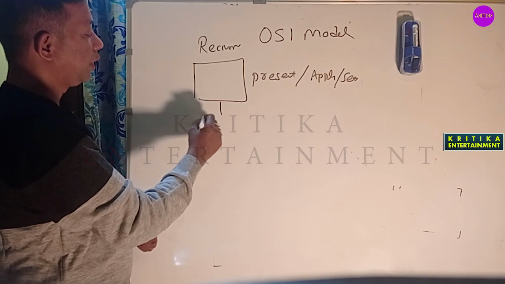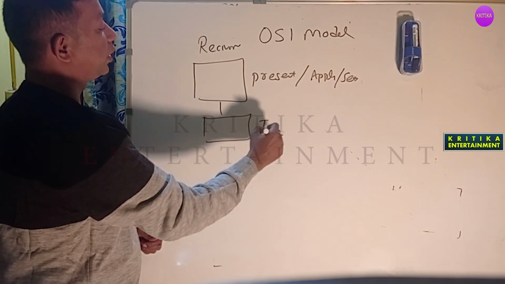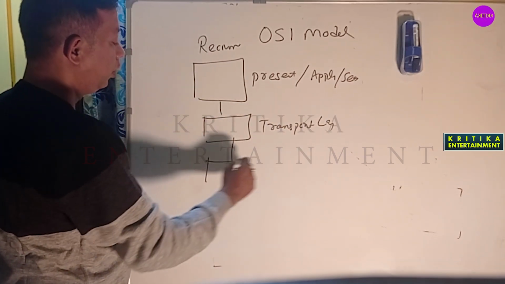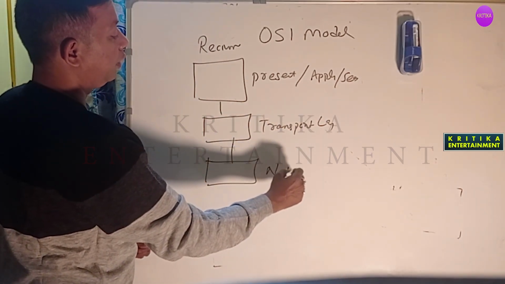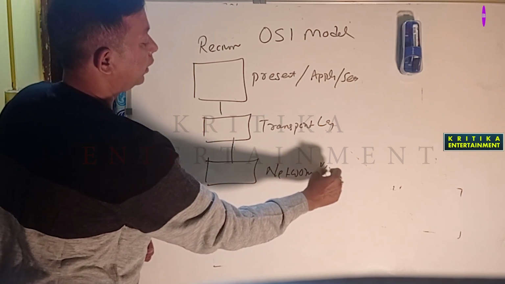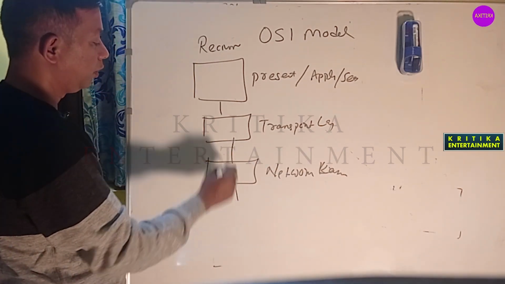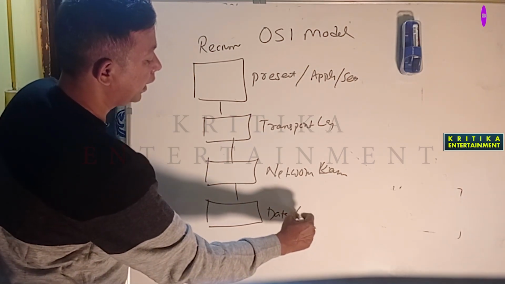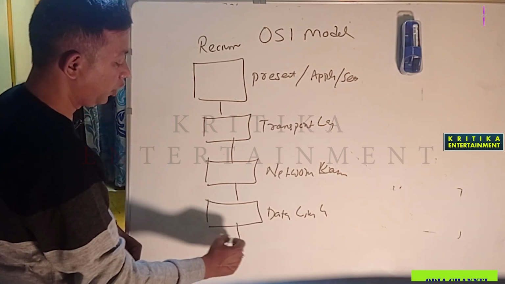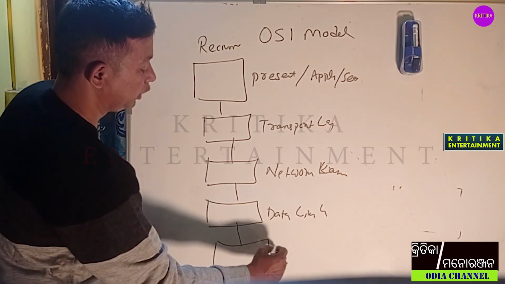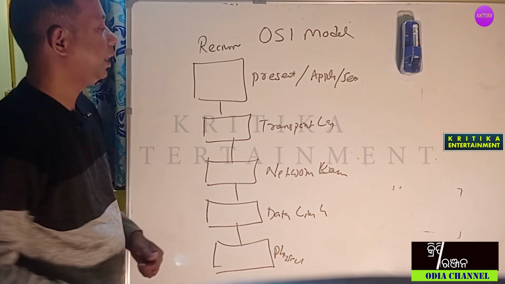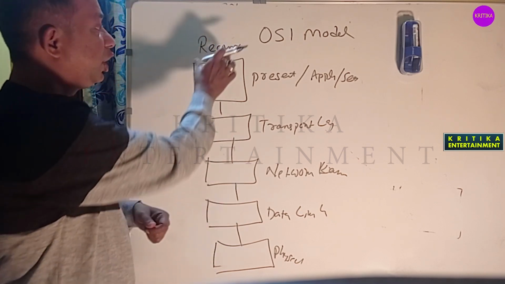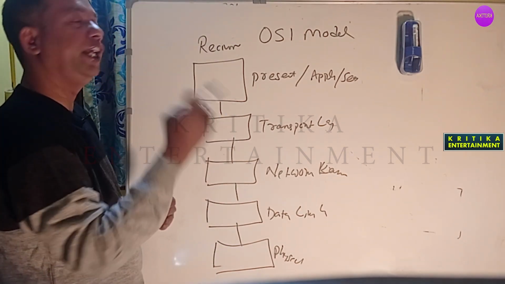After the presentation layer you can find the transport layer. Then the network layer. And this is the data link layer. And this is the physical layer. Okay, these 5 layers are present in your OSI model. This is the receiver machine, and the same are also repeated in your sender machine.